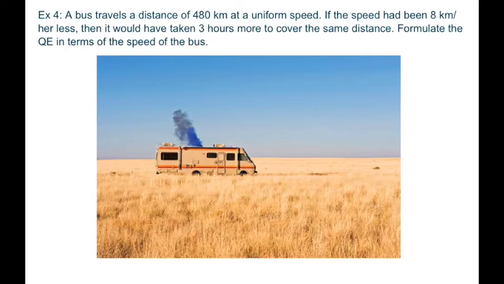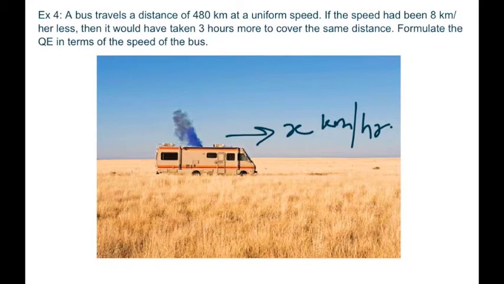Okay, let's read the problem. A bus travels a distance of 480 km at uniform speed. If the speed had been 8 km per hour less, then it would have taken 3 hours more to cover the same distance. Formulate the quadratic equation in terms of speed of the bus. Okay, great. Let's say the speed of this bus is x km per hour.